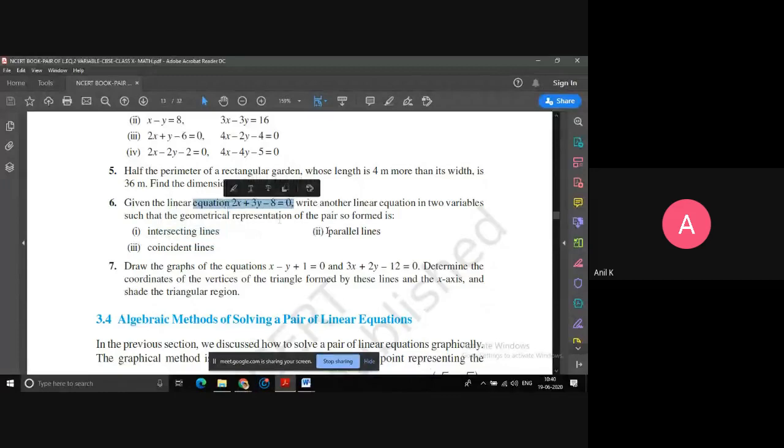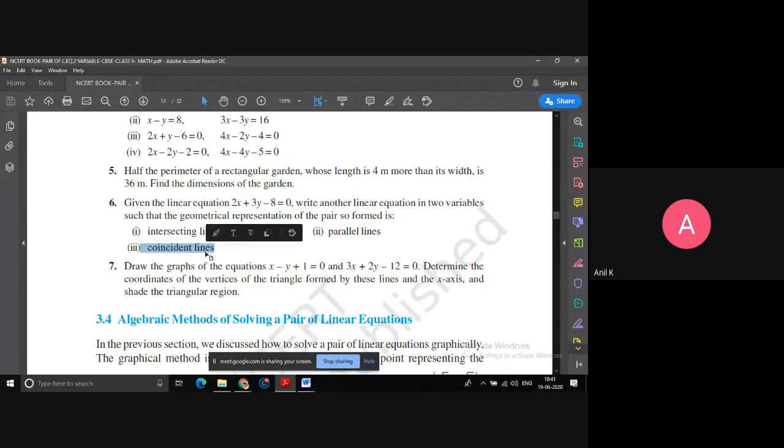Now if I go to the parallel condition, what is the parallel condition? The ratios a1 upon a2 and b1 upon b2 should be equal. So in that case, you multiply this with 2, for example 4x plus 6y, and take a different constant, like 4x plus 6y minus 5 equals 0. Or maybe I multiply these two terms with 3: 6x plus 9y plus 7 equals 0. That's how you predict the equation where the ratios are equal or not equal.